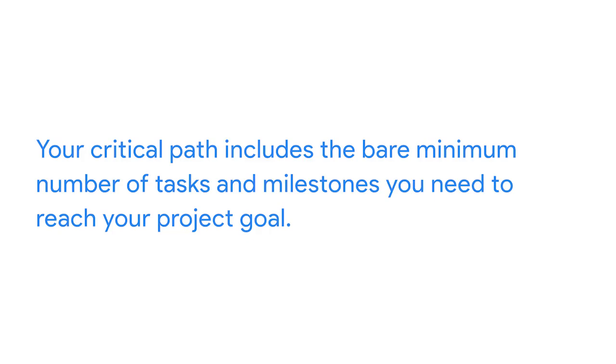To summarize, your critical path includes the bare minimum number of tasks and milestones you need to reach your project goal. If your team is unable to complete any of those tasks on time, that might result in a project delay. To determine the critical path of a project, you'd start by listing all the tasks required to complete the project and the milestones they feed into.